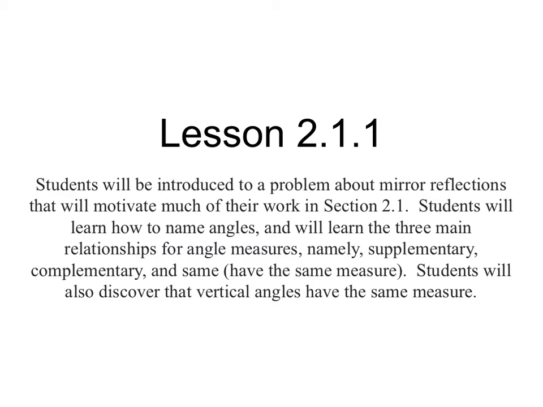In 2.1.1, students are going to be introduced to a problem about mirror reflections. So just thinking about the things you know about reflections that will motivate much of the work in section 2.1. Students will learn how to name angles and will learn 3 main relationships for angle measures: supplementary, complementary, and having the same measure. Students will also discover that vertical angles have the same measure. So we've got a lot of vocabulary here. Make sure you take notes as you need to. Supplementary angles, complementary angles, and vertical angles.